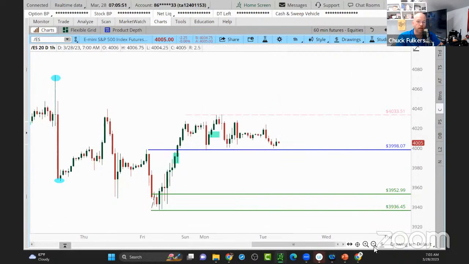Now, why do I like that area? Well, we go back to the nature of a breakout and what we look for with breakout setups.